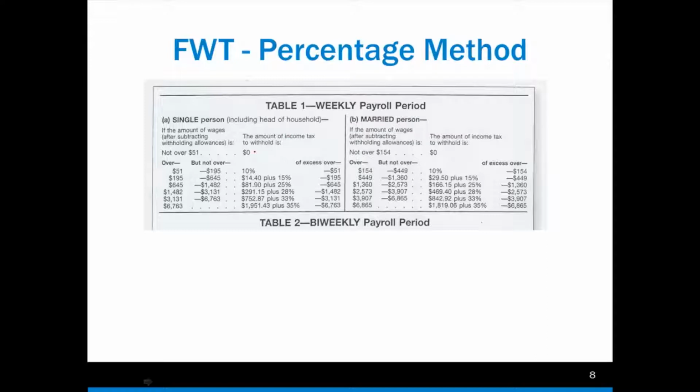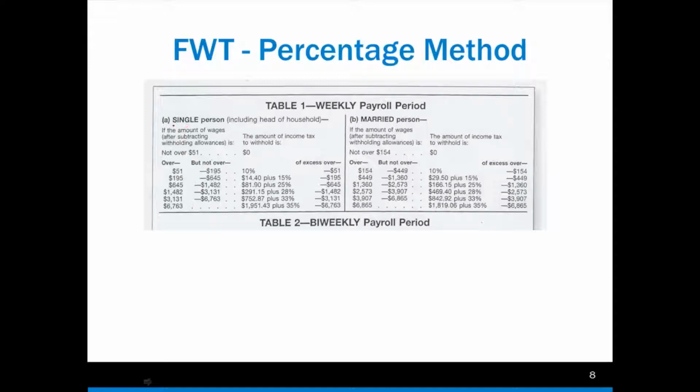Now remember, this is just a portion of that previous table that was on the left. Now remember, on the W4, from part 1, you had to select whether it was single or married. Here we're going to look at a weekly payroll period. There are different calculations and amounts for biweekly and monthly. It all depends upon what your pay period is, but we're going to look at weekly in this example.